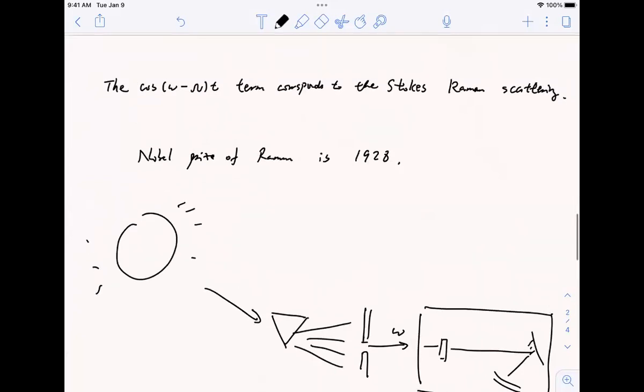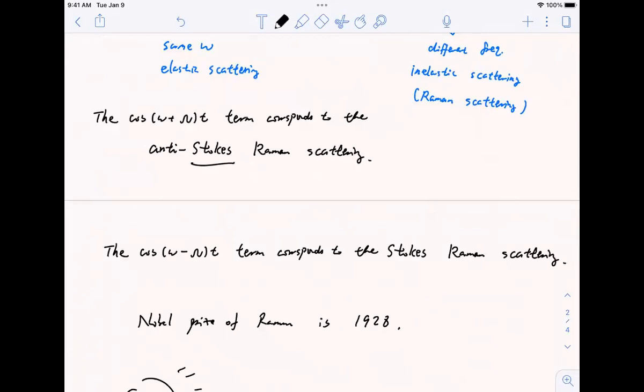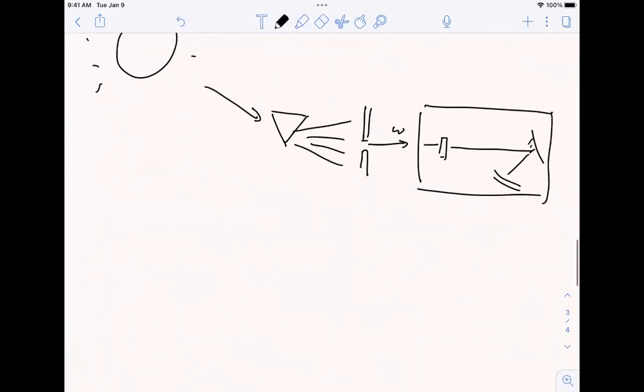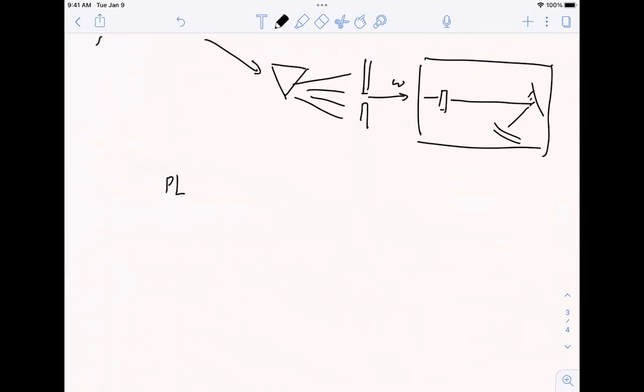Okay, so why is it called Stokes? Why is it called Stokes? Stokes is another name from when those people studied PL. They found that every time you shine the light with a frequency on it, you receive a PL with a frequency smaller than this original frequency. I think Stokes contributed to this work. Okay, so this kind of shift, you can say it is called the Stokes shift.